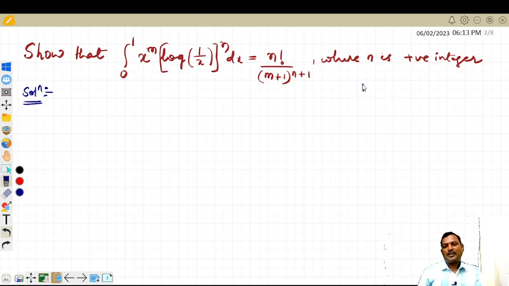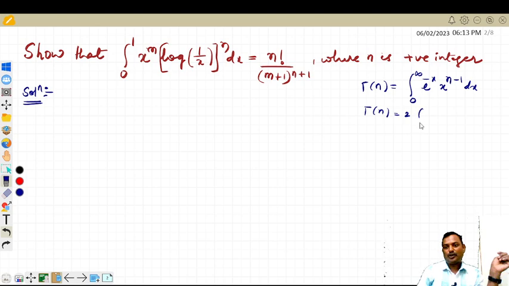First form, gamma of n is equal to the integral from 0 to infinity of e raised to minus x into x raised to n minus 1 into dx. This is the first form. There is another form, gamma of n is equal to two times the integral from 0 to infinity of e raised to minus x square into x raised to 2n minus 1 into dx. So students, we are using the first form here.